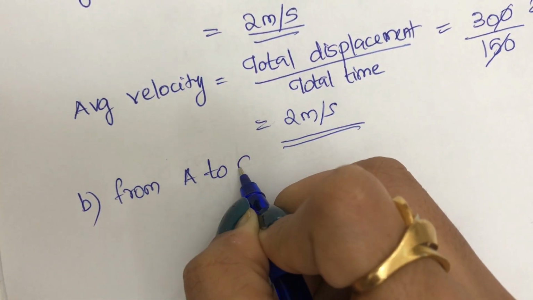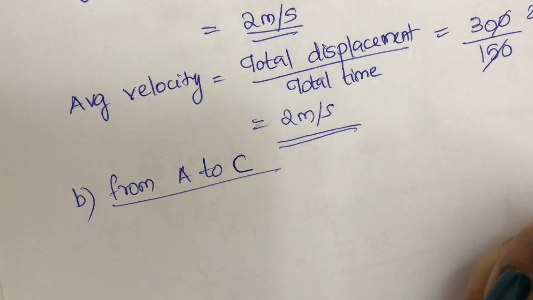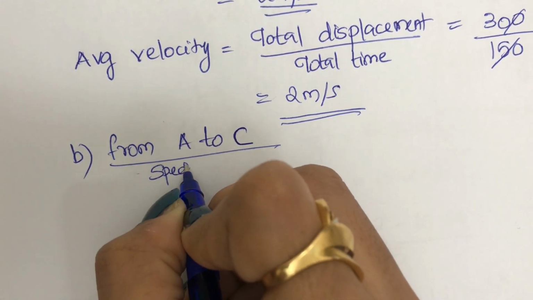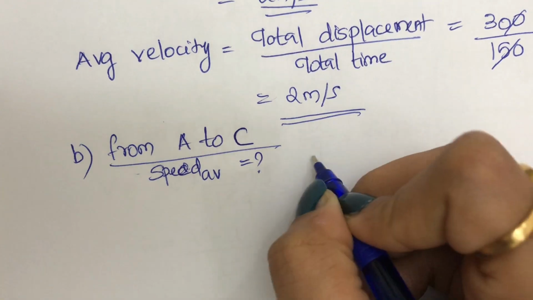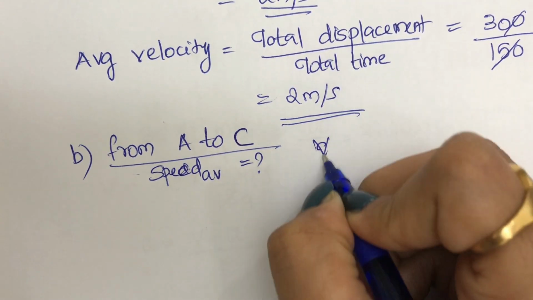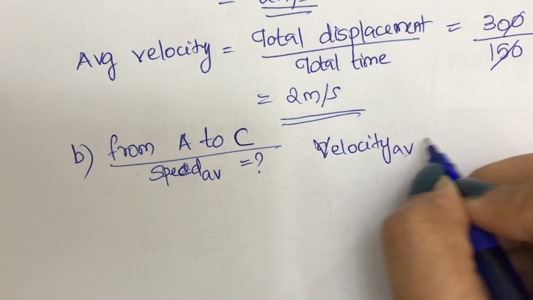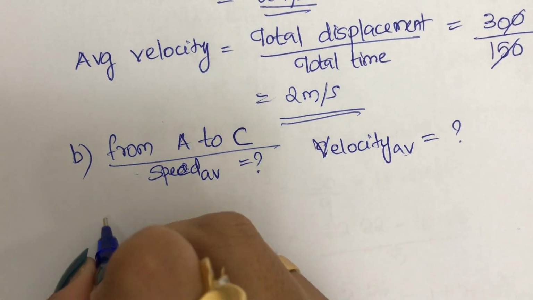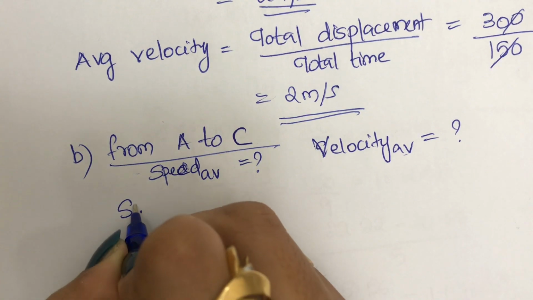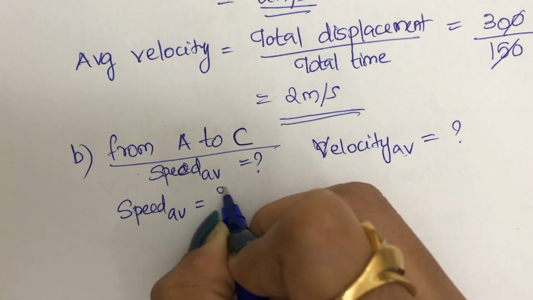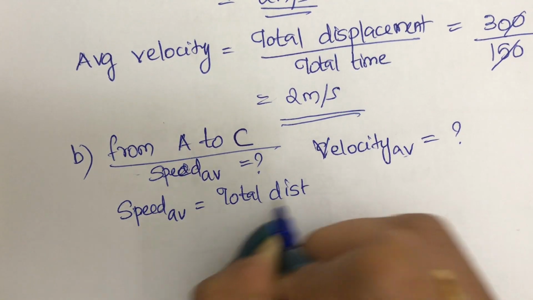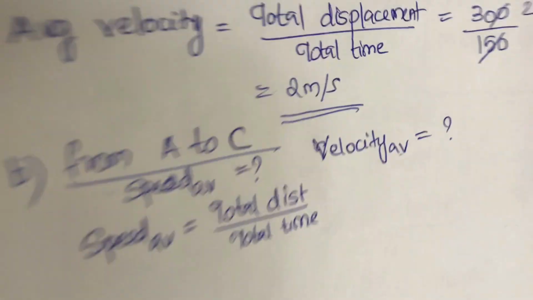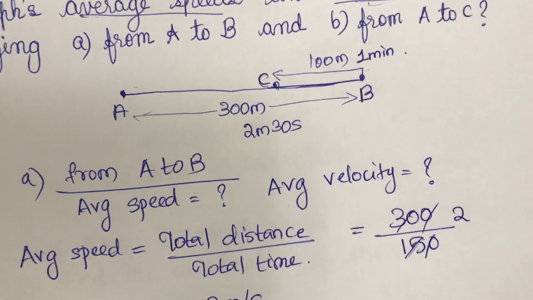Okay, and now we have to find our second condition, that is from A to C. Here also we have to find average speed and average velocity. Here also the same thing. Average speed is total distance by total time taken. So average speed is equal to total distance by total time.